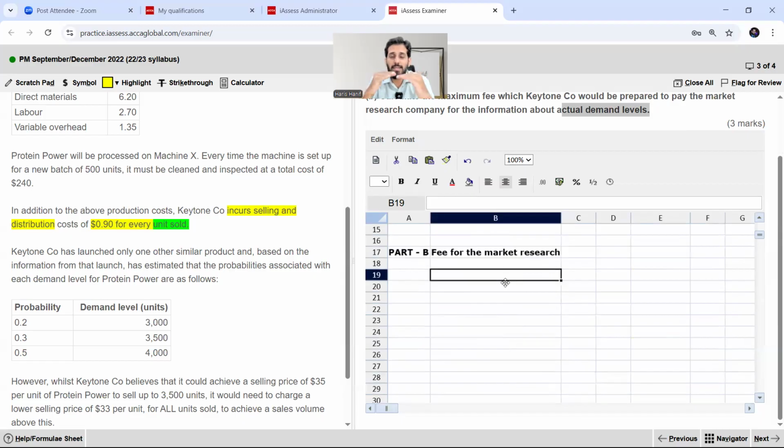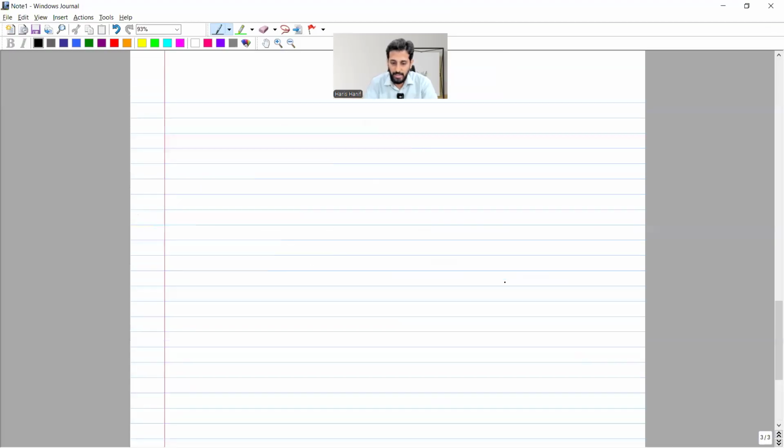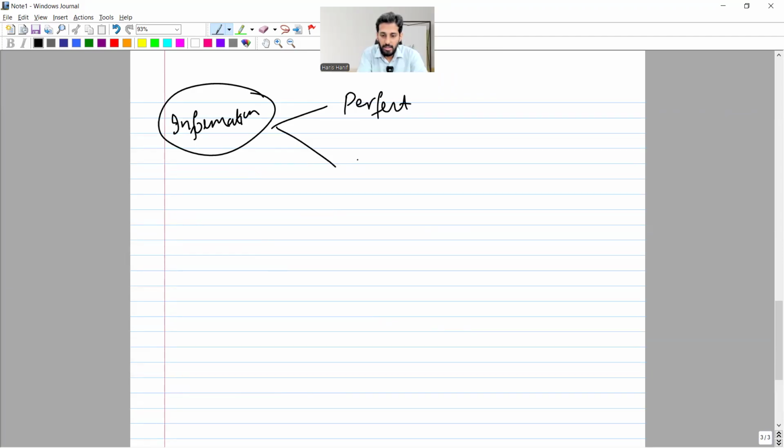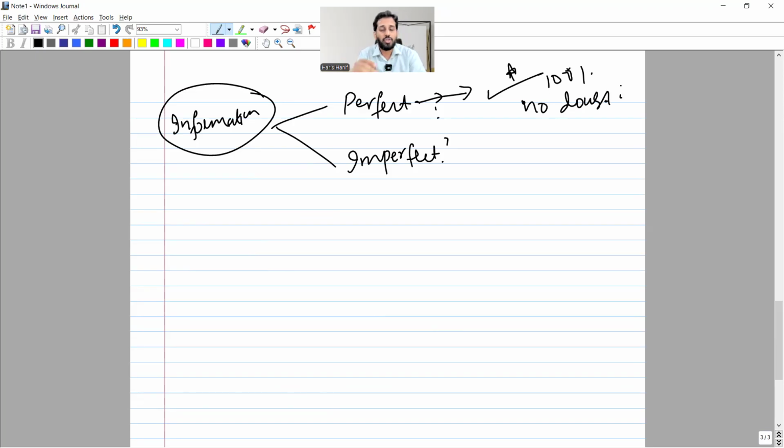Now, what is this? This is actually the value of perfect information. If I can guide you in a very simple way, there is information. If you remember from your basic topical lecture, the information would be either perfect or imperfect. Perfect information is that which is 100% accurate and in which there is no doubt. So obviously, when I'm asking you to pay me for the market research, you are asking for the perfect information.